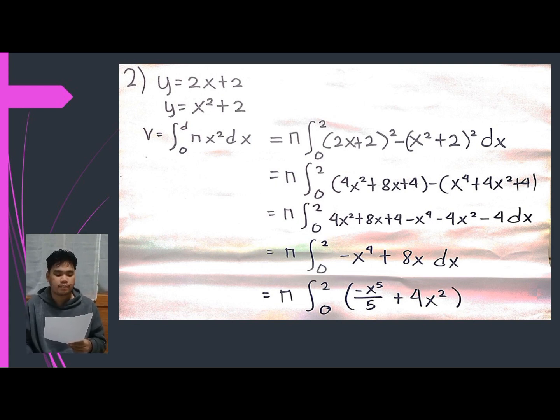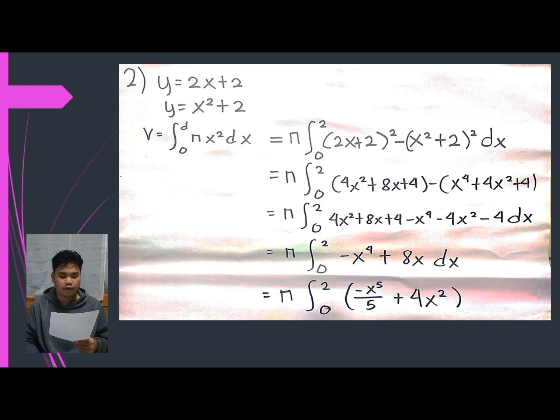So next, we're going to put pi outside of the integral symbol. So we've got pi integral of 4x squared + 8x + 4 minus (x to the 4th + 4x squared + 4) dx. And next, we're going to simplify our solution first. So pi integral of 4x squared + 8x + 4 minus x to the 4th minus 4x squared minus 4 dx. And now, the final integrand is pi integral of -x squared + 8x dx.